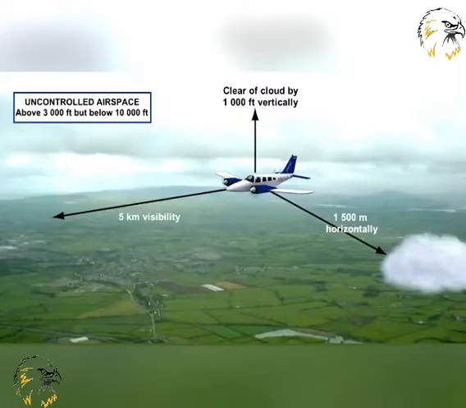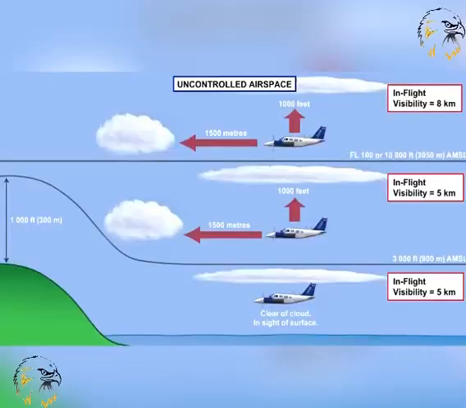The picture on screen depicts visual meteorological conditions in uncontrolled airspace above 3,000 feet but below 10,000 feet, or flight level 100 if the transition altitude is lower than 10,000 feet. The details of this rule have already been covered in this lesson. This image depicts VMC for all of uncontrolled airspace.